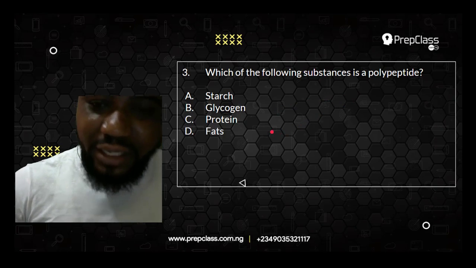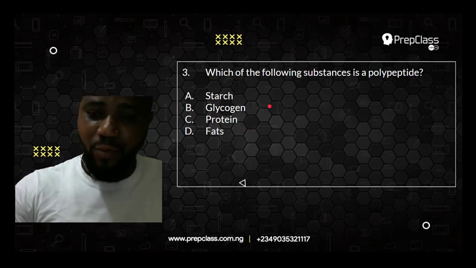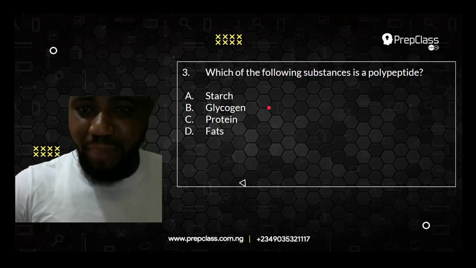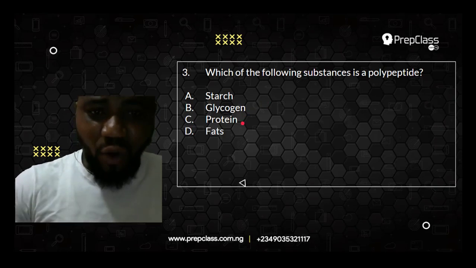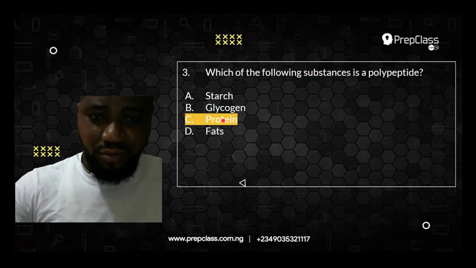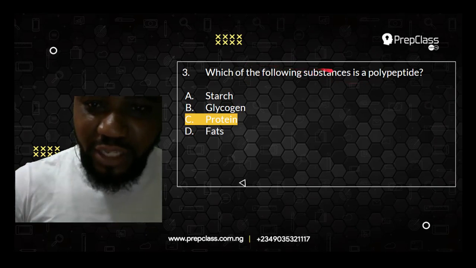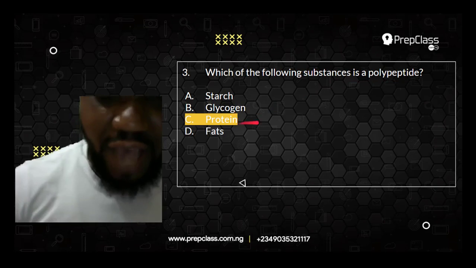Digestive enzymes usually break down protein, like in our digestive system. If you eat something like egg, in your stomach there is an enzyme known as pepsin. Pepsin will break down that protein in the egg and convert it to polypeptide. So polypeptide is a subsequent particle of protein. So the correct answer is protein.